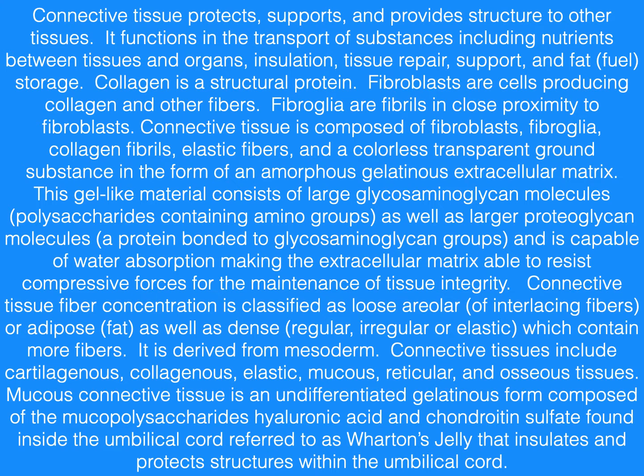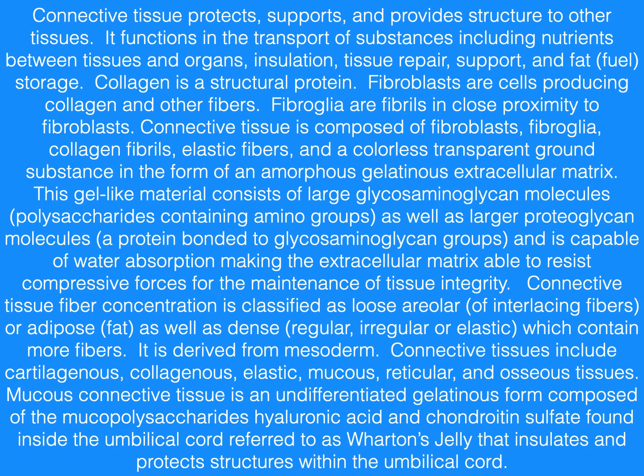Collagen is a structural protein. Fibroblasts are cells producing collagen and other fibers. Fibroglia are fibrils in close proximity to fibroblasts. Connective tissue is composed of fibroblasts, fibroglia, collagen fibrils, elastic fibers, and a colorless transparent ground substance in the form of an amorphous gelatinous extracellular matrix.